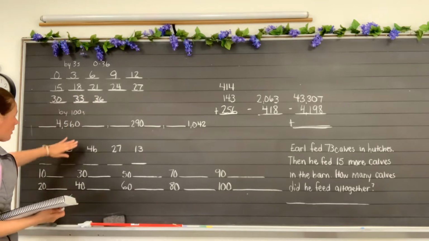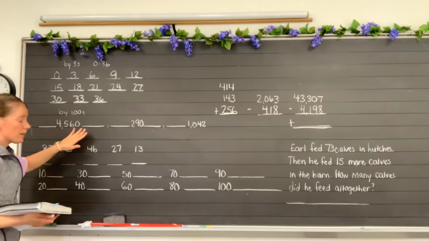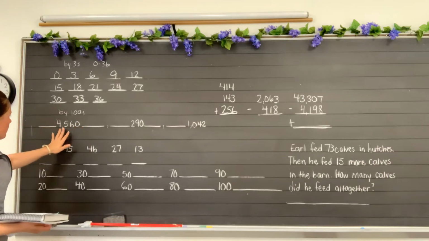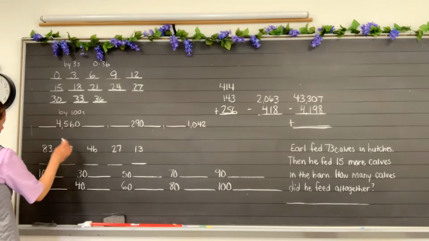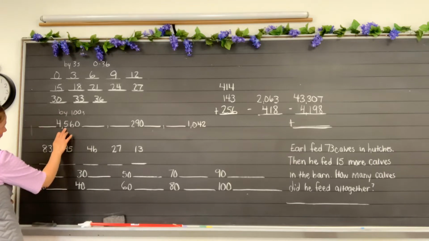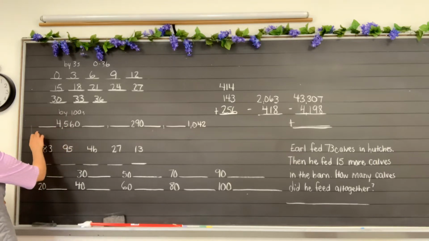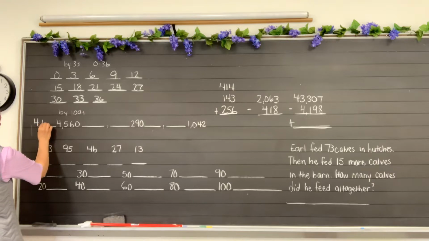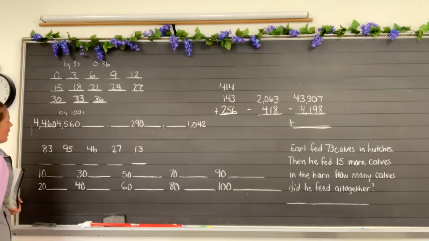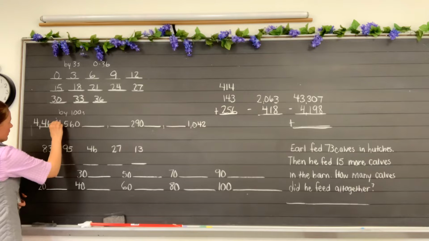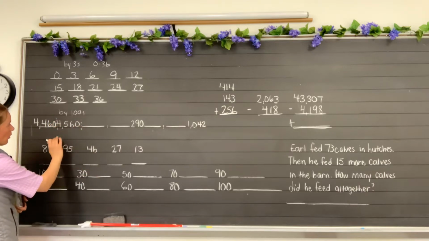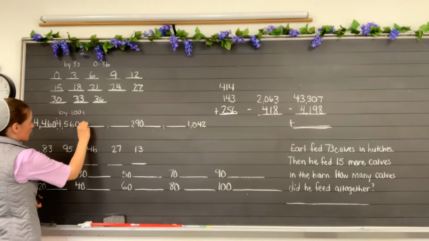Okay, and then we have here by hundreds. I'm going to fill in the missing blanks by hundreds. 4,560, before that would be by hundreds. You would look in the hundreds place and do the number less than that. So it would be 4,460. And then we have 4,660.